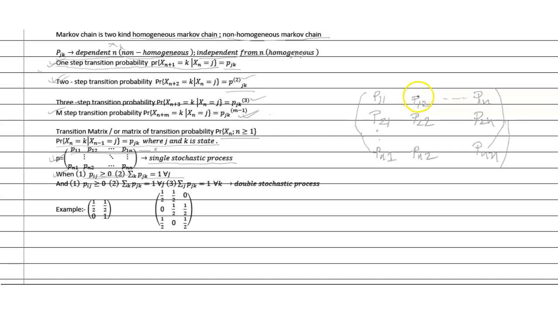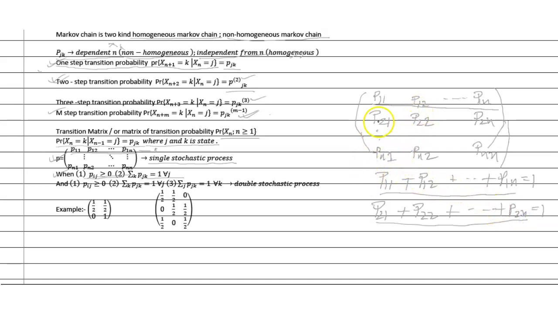Then the summation of this portion means P11 plus P12 plus ... P1n equals 1, and P21 plus P22 plus ... P2n equals 1. This is the summation of all the rows, friends. All the sums, the sum of the probabilities, is 1.